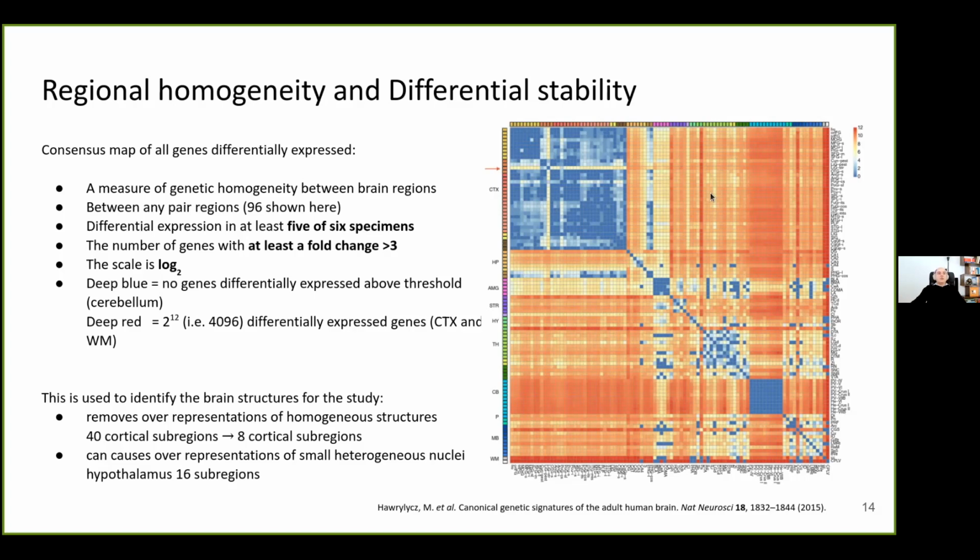Regions that are showing deep blue basically have really similar gene expression across all the genes, whereas the red color, shown for example between white matter and cortical regions, is 2 to the power of 12. So there are more than 4,000 genes that are differentially expressed between cortex and white matter. Based on this, we removed overrepresented areas. So the 40 cortical regions were basically sampled back to 8 cortical subregions. But this also can cause some overrepresentation. For example, we have 16 thalamic and hypothalamic subregions because they have very distinct gene expression patterns.